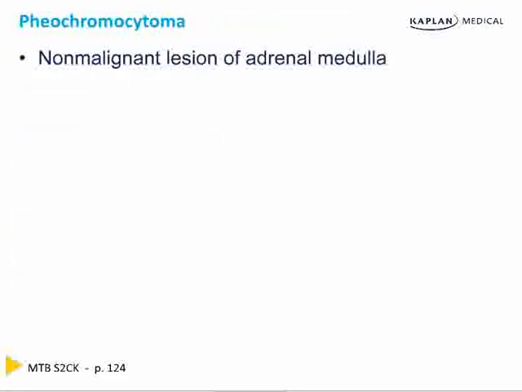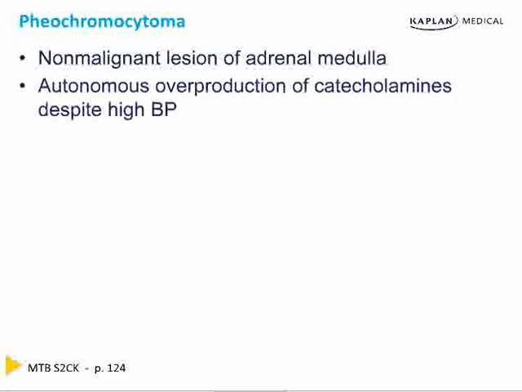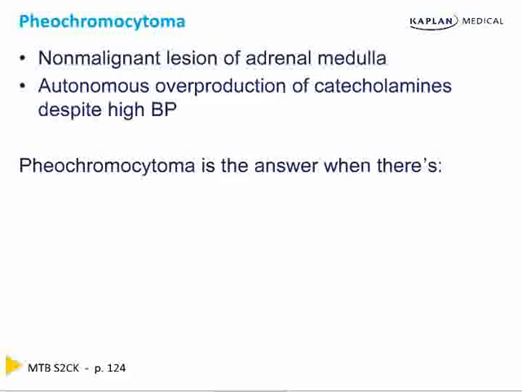Pheochromocytoma is a non-malignant lesion of the adrenal medulla. It's the autonomous overproduction of catecholamines despite a high blood pressure. Like most of these tumors, it is the failure of feedback inhibition to shut it down. And pheochromocytoma is the answer if there is episodic hypertension. That's the number one thing. It's the only thing that's episodic.